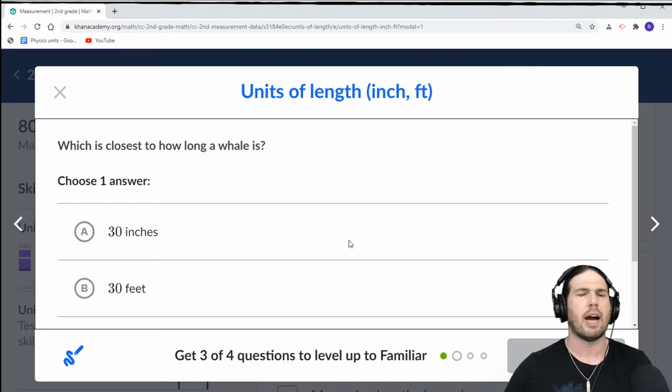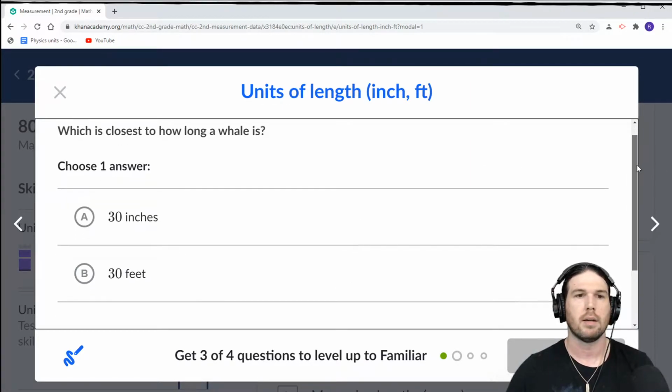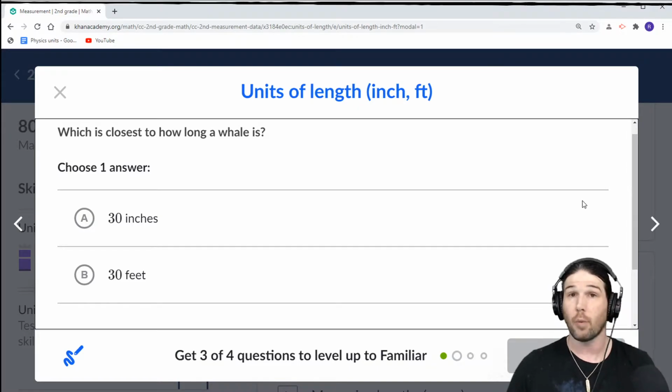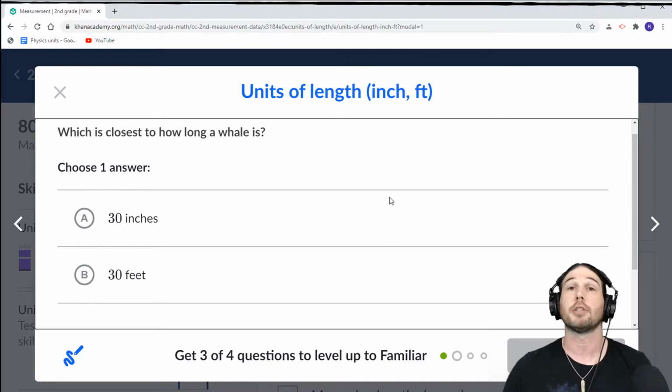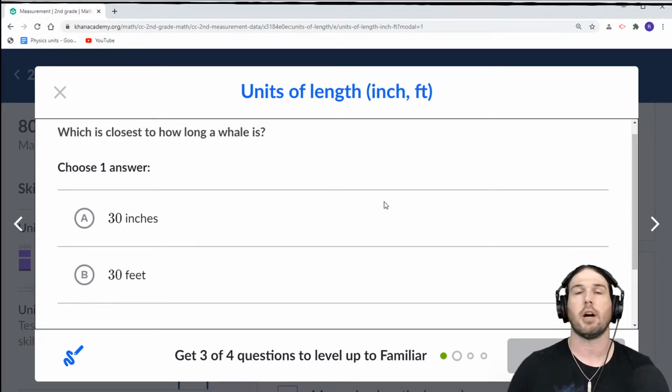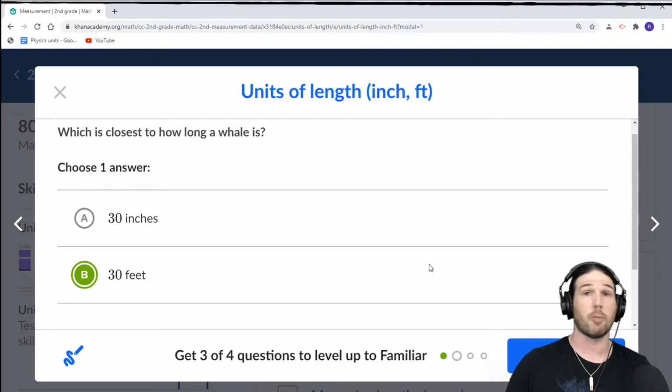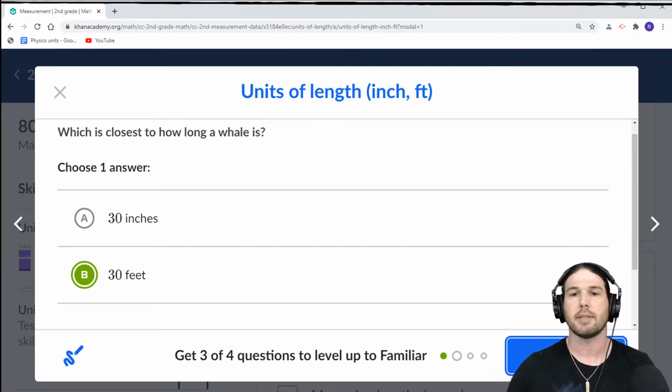Which is the closest to how long a whale is? Well, it doesn't specify what kind of whale, which is kind of unfortunate because there are whales that are teeny tiny, but I assume that in this particular case, they're talking about the kind of whale that you think about when you think about whales, a blue whale, a humpback, that kind of whale. And those kinds of whales definitely are more like 30 feet than 30 inches, at least as adults.